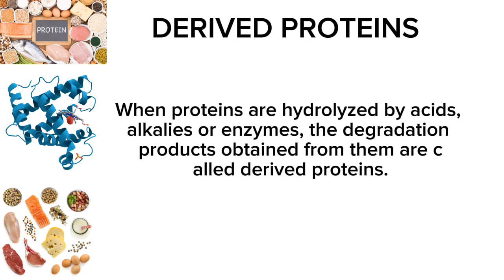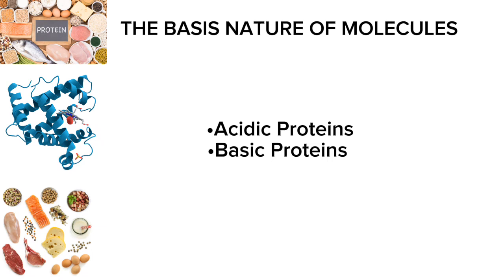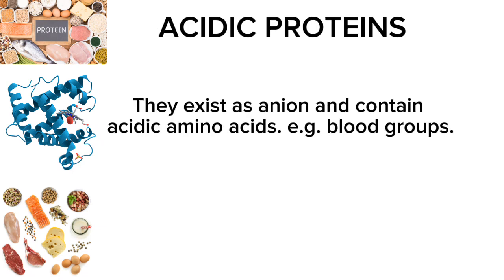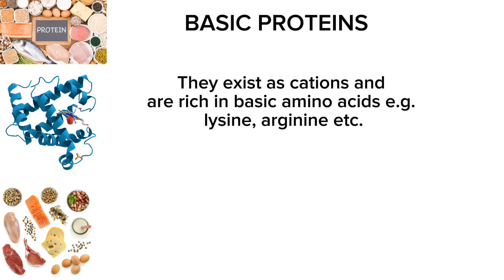Derived proteins. Proteins are hydrolyzed by acids, alkalis, or enzymes. The products obtained from them are called derived proteins. On the basis of nature of molecules: acidic proteins and basic proteins. So now let's discuss acidic proteins. They exist as anions and contain acidic amino acids. Examples: blood groups. So now let's move to basic proteins. Basic proteins exist as cations and are rich in basic amino acids. Examples: lysine, arginine, and so on.